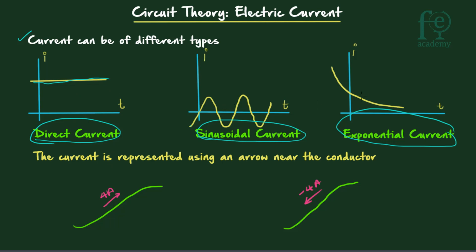The current is not restricted to these three, it can have any shape. It can be a randomly varying current like this. It can be of any type. As I said, the current is represented by an arrow near the conductor, and we will also write the value of how much current is flowing through the conductor. If we don't know the value of current flowing, then we will draw the arrow and write I, some current I is flowing through the conductor. So that is all about electric current from the perspective of circuit theory. I hope this is clear.